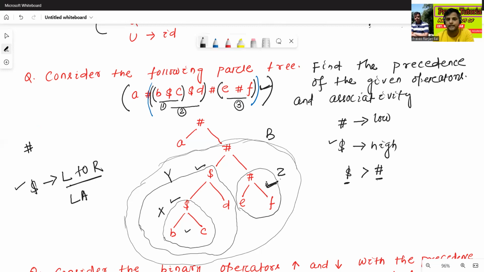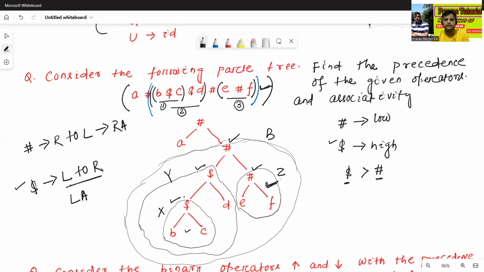That means it moves from first we'll evaluate this search, then we'll evaluate this search. That means it moves from right to left. Right to left means if any operator moves from right to left, the corresponding associativity is right associative. Okay, simply just see the tree.